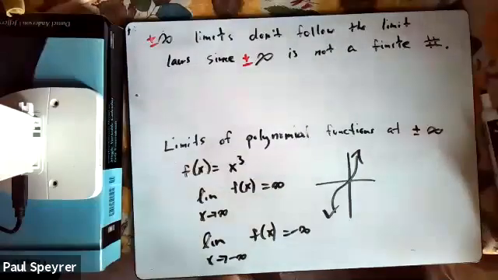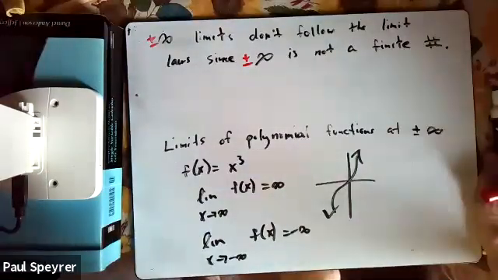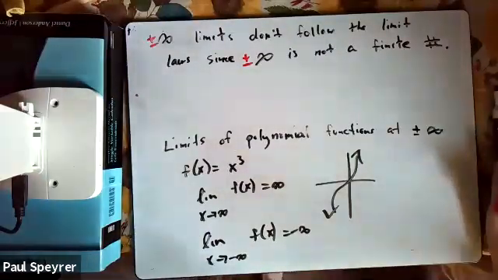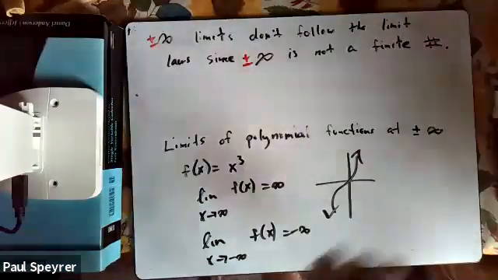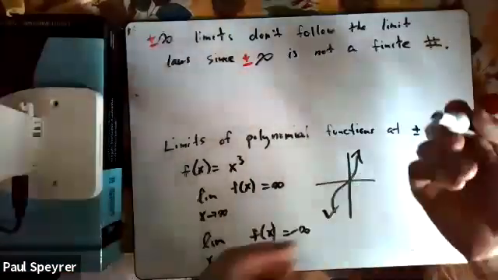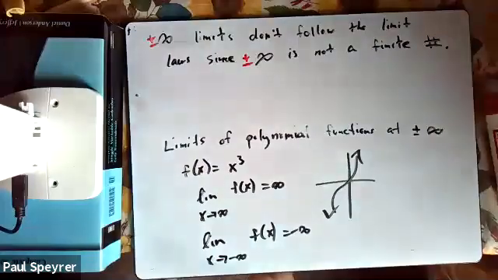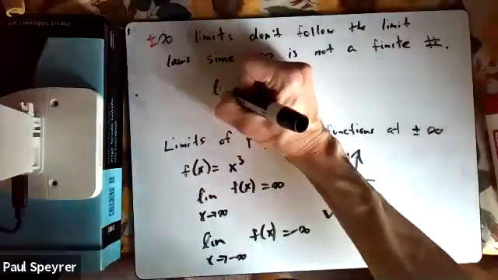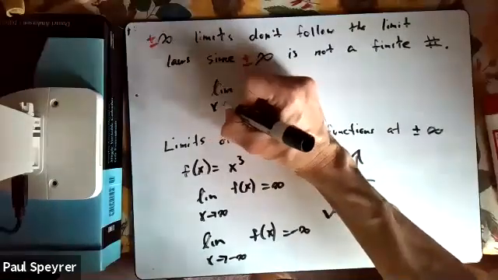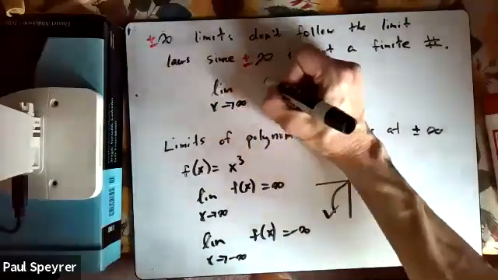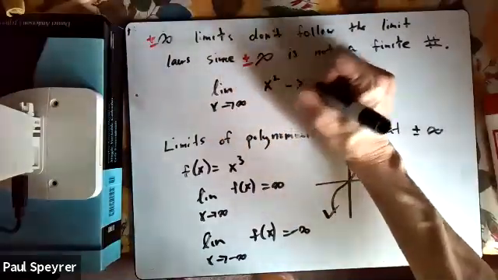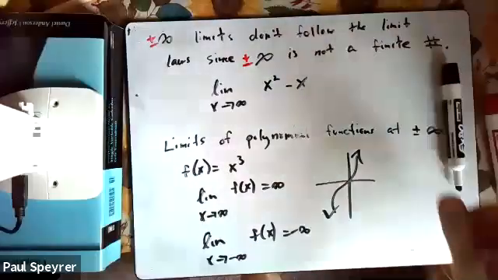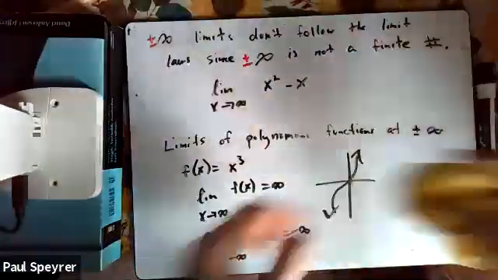Infinity and negative infinity are not finite numbers. It just means a really big number or a really small number. So why is that a problem right there? Like say if I have, for example, the limit as x approaches infinity of x squared minus x, for example. Something like that. That's a polynomial, right?